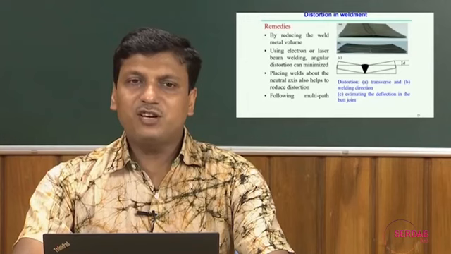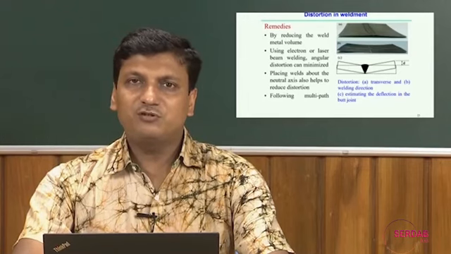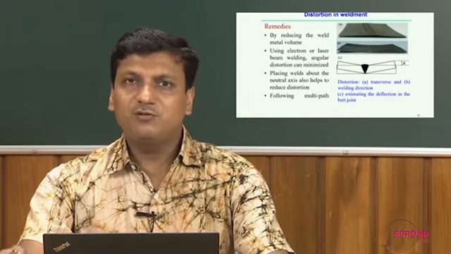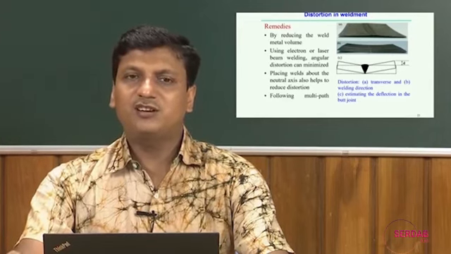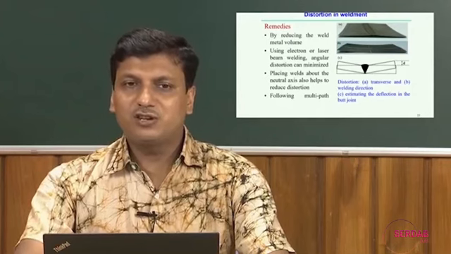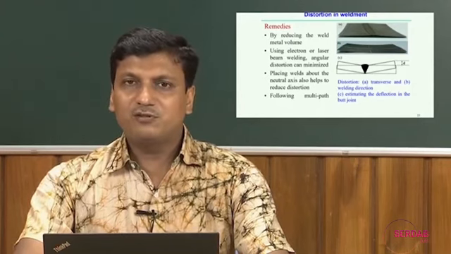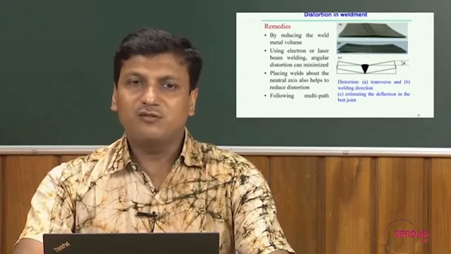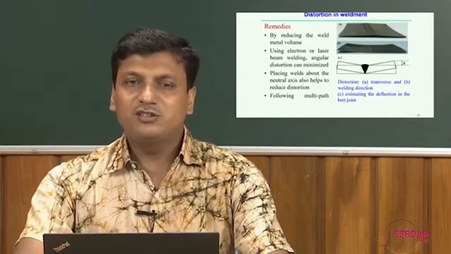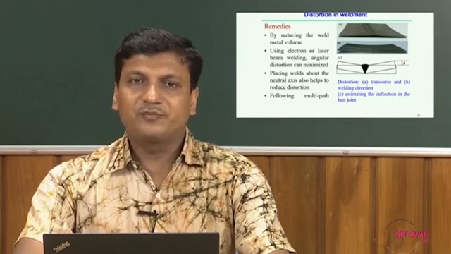In case of using electron or laser beam welding, maybe that is the solution, because in this case the weld pool volume is relatively small as compared to the other gas or arc welding processes. Therefore, laser welding or electron beam welding is one solution to minimize the angular distortion or other kinds of distortion in the welding process.